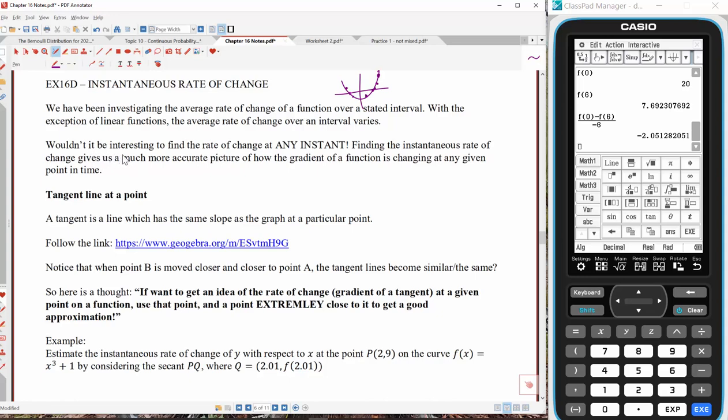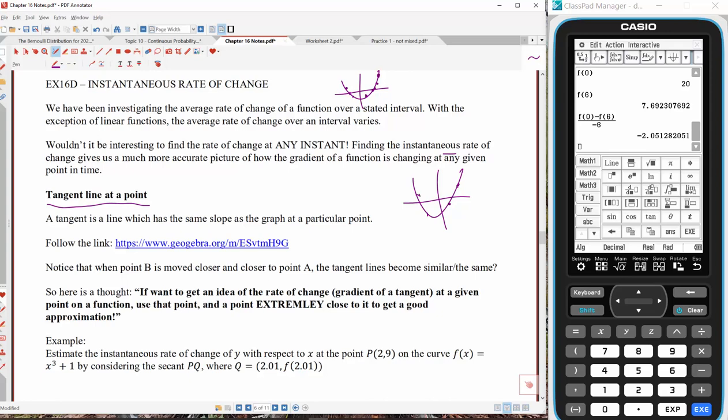Now, wouldn't it be interesting to find the rate of change at any instant? That is, if I was given a graph, I could find the exact rate of change there, or there, or there. Not this average rate of change business, but the instantaneous rate of change. The instantaneous rate of change gives us a much more accurate picture of how the gradient of a function is changing at any given point in time. We're going to talk about a tangent line at a point. A tangent line is a line which has the same slope as the graph at a particular point.